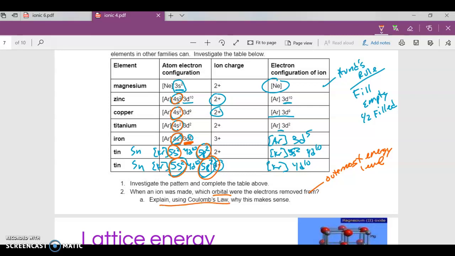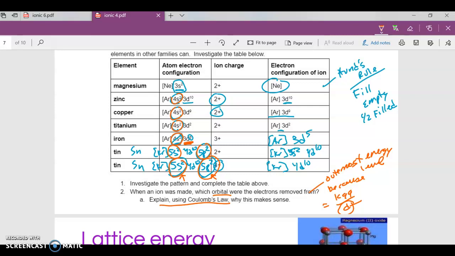And why would you want to do that? Because according to Coulomb's law, which is kQQ over d, the k being a constant, the Q being the electrons to the protons, those don't change. The only thing that's changing here is our distance. I want to remove the electrons that are the furthest away. The furthest away ones will be the highest principal energy levels, the highest energy level numbers.